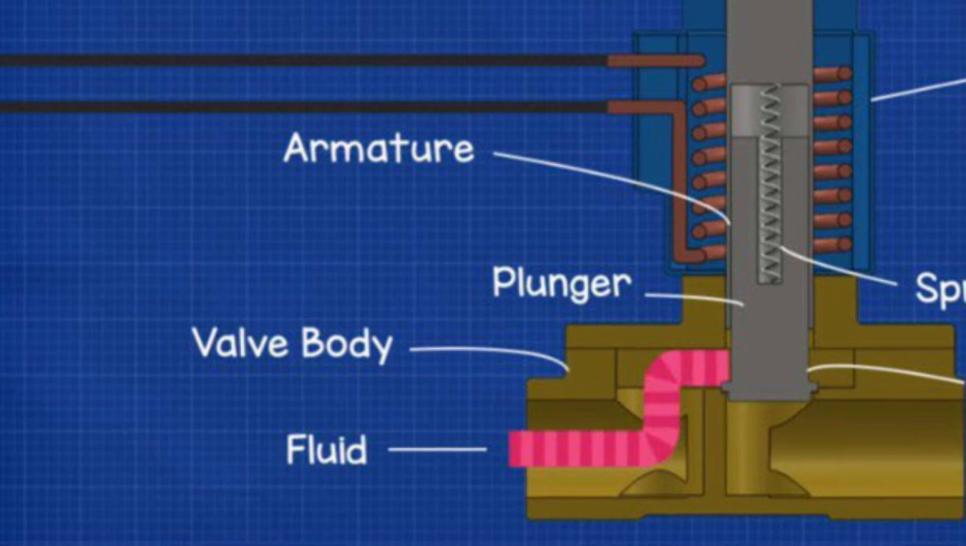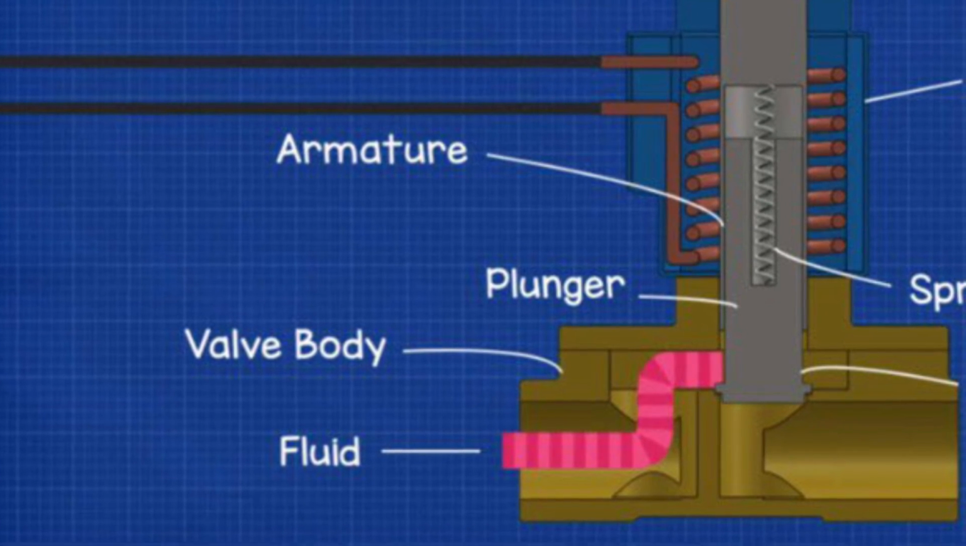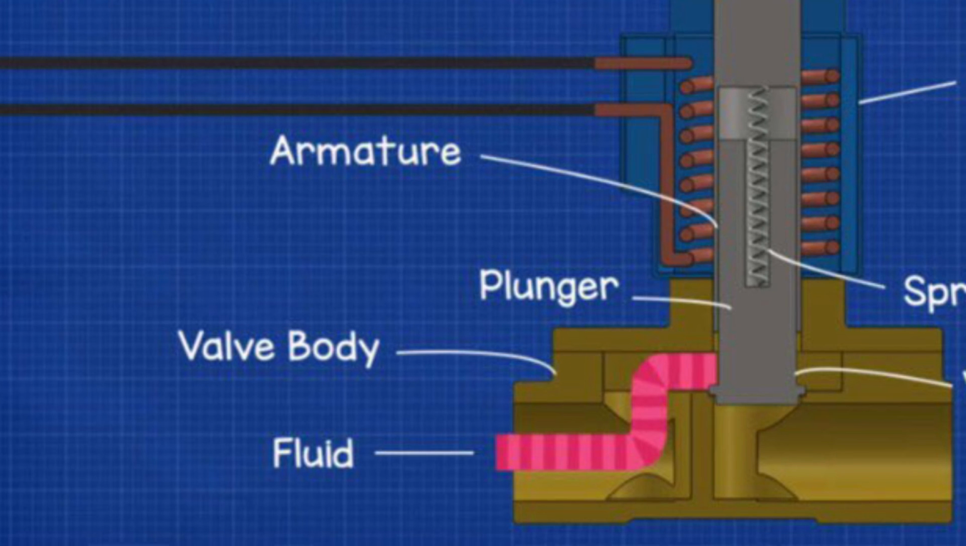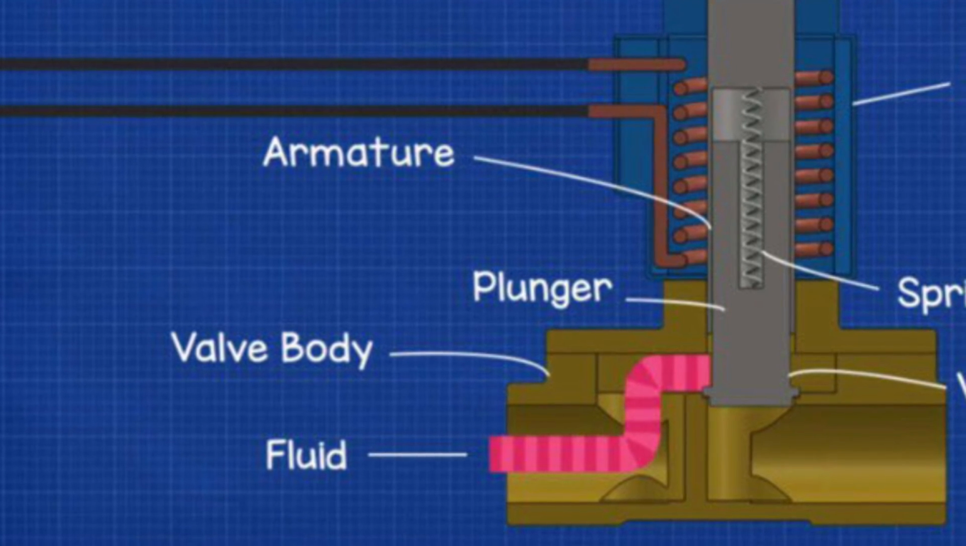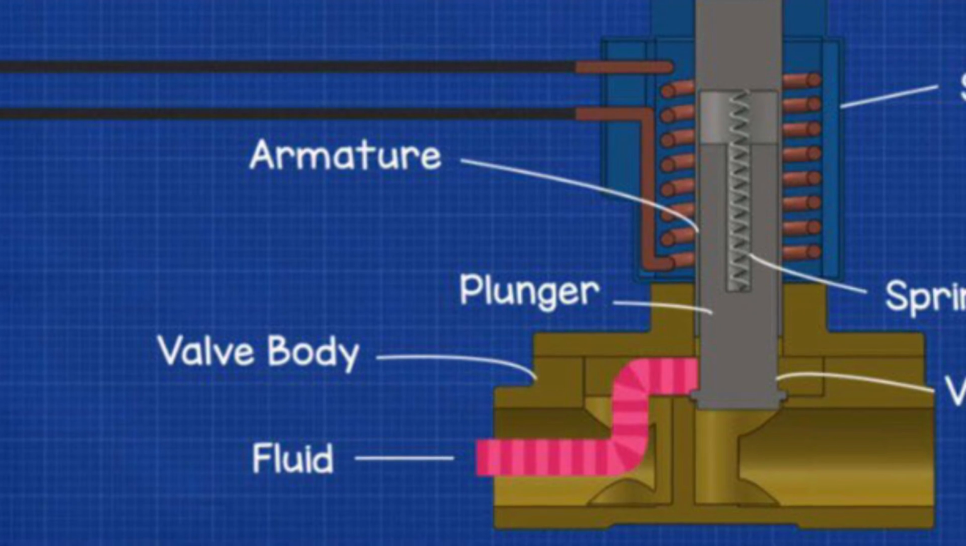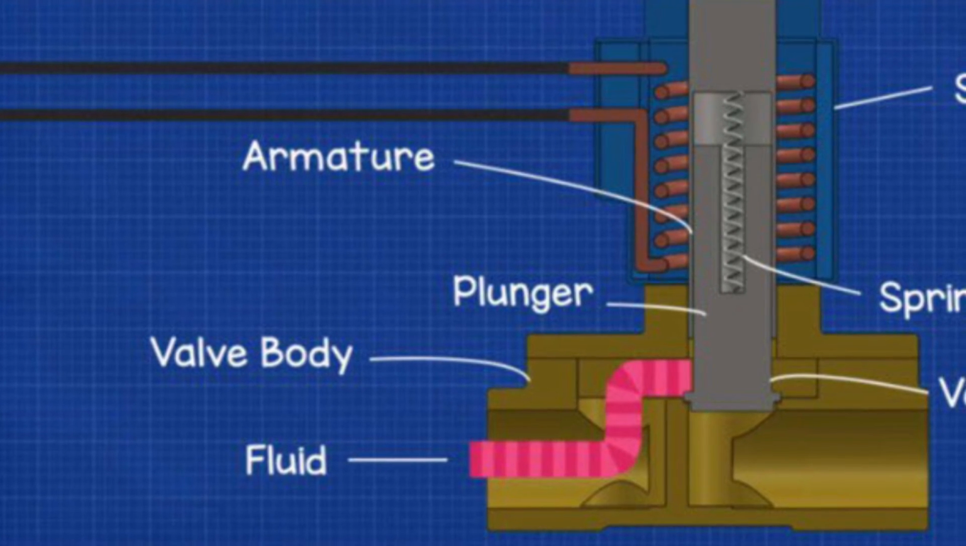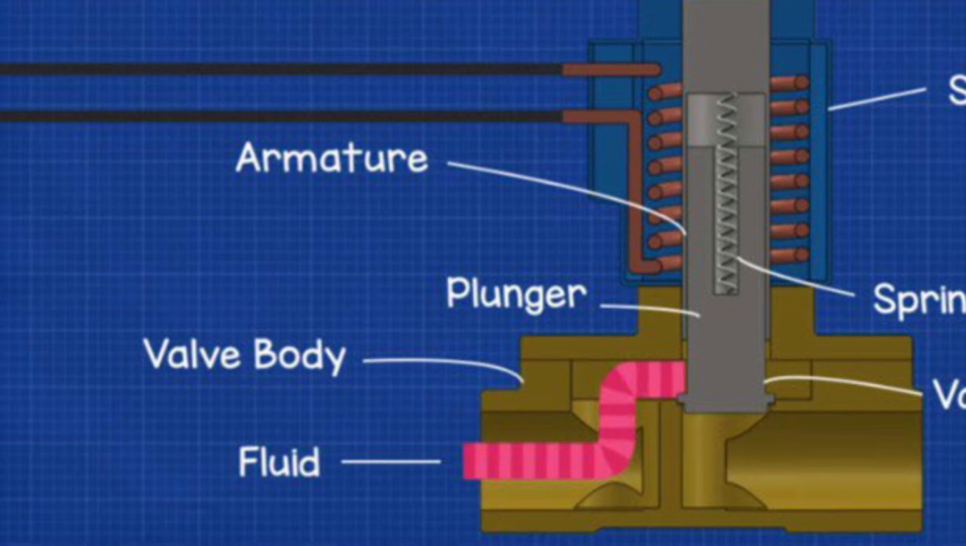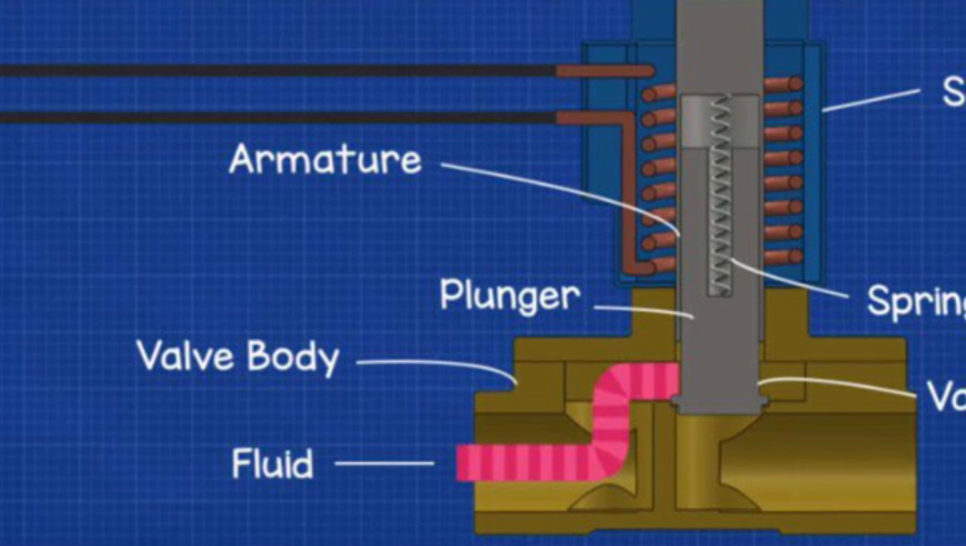So there is a basic principle that is used to open and close the solenoid valves. So basically, we just apply the current into the coil, which will create a magnetic field. Then, magnetic field will exert an upward force on the plunger to open the valve.